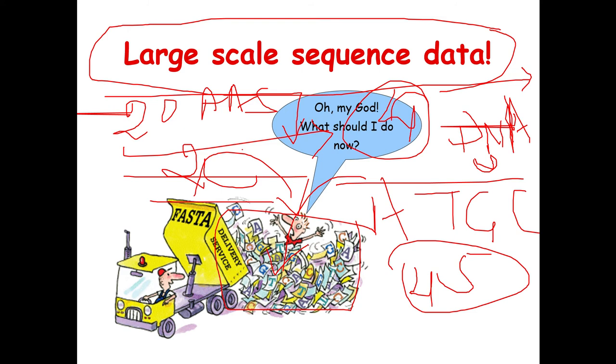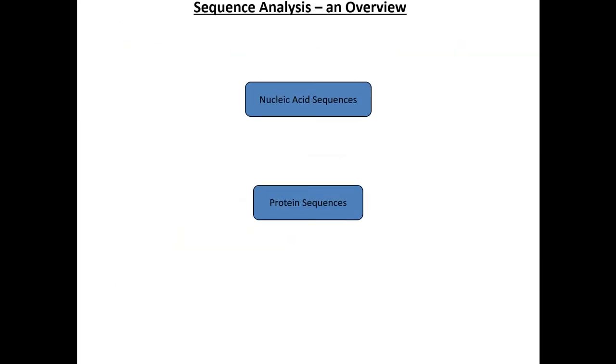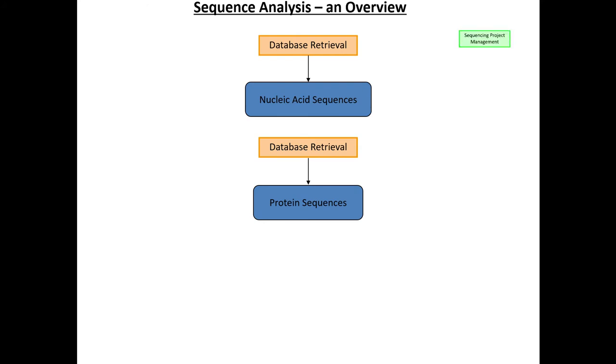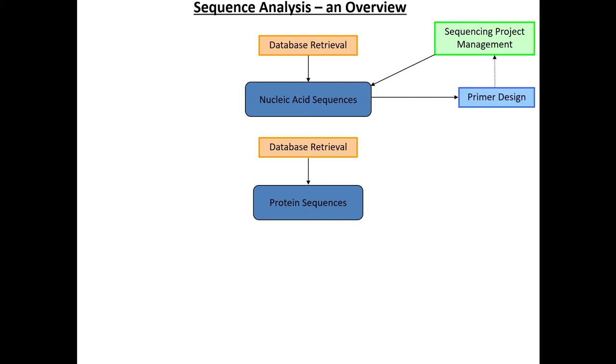So, oh my God, what should I do? There are a lot of things here, and you have to choose only a single thing. So, sequence analysis and overview. Nucleic acid sequence or protein sequence: obviously you have only these two things. Then database: what will you do? Data retrieval system, both from nucleic acid and protein databases. Sequencing project management, and primer designing. That is the whole goal.